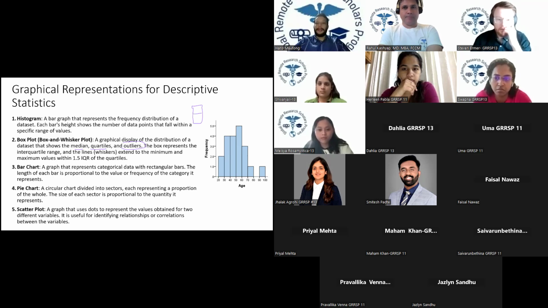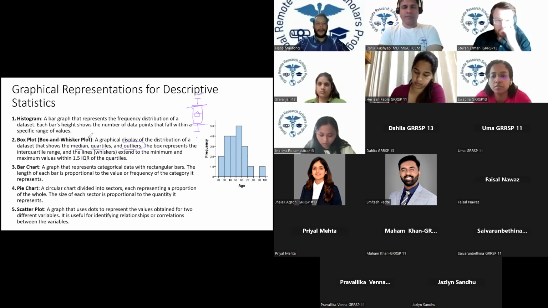It is basically this. This is the median. This is quartile 3. This is quartile 2, and this is the maximum value. This is the minimum value, and here you can find some outliers. We will get to that in a second. Next slide shows a perfect picture for that.